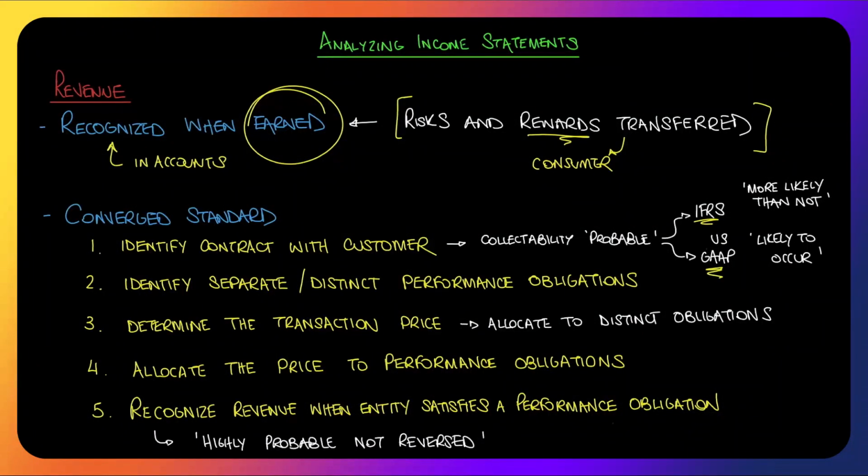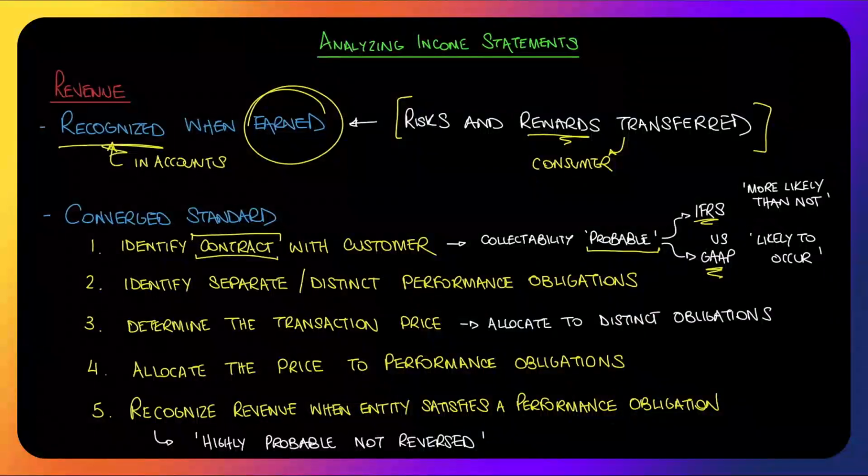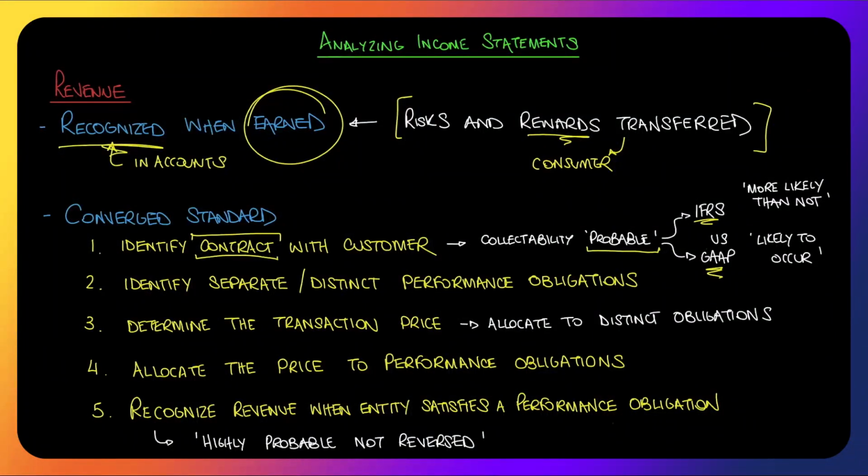But the converged standard has these 5 key points to decide whether we should recognize revenue. Number 1, we have to identify a contract with a customer. There has to be a contract in place. For that contract to exist, the standard says collectability on that contract, so getting cash from it or some sort of asset from it, has to be probable. So the two sets of standard makers are agreed on this, that collectability has to be probable. But under IFRS internationally, the wording for probable is more likely than not. Under US GAAP, the wording is likely to occur.